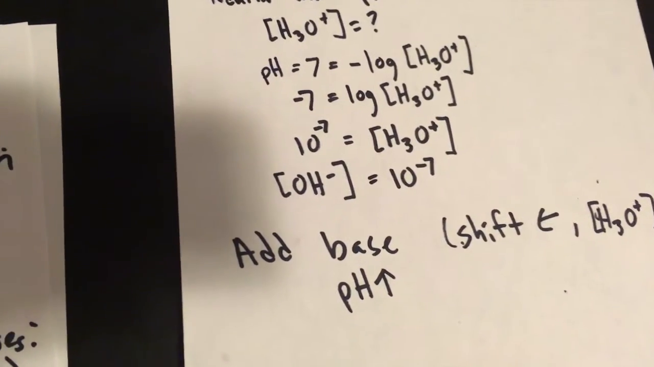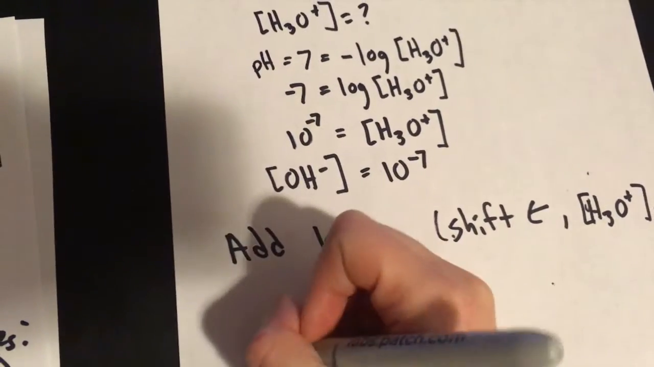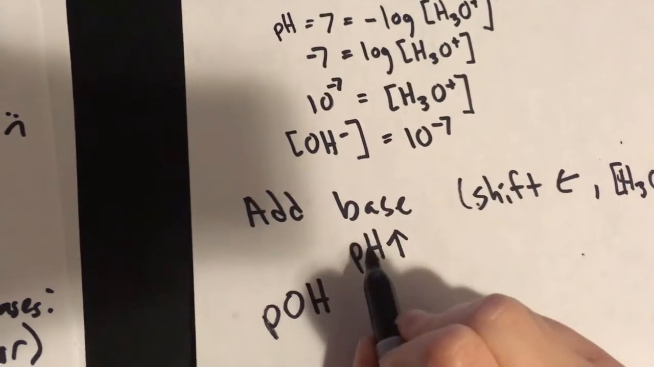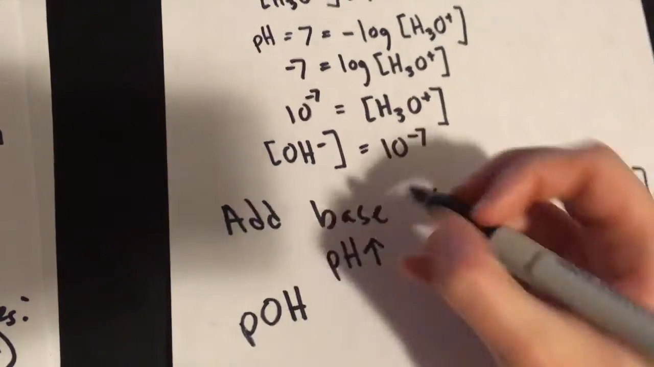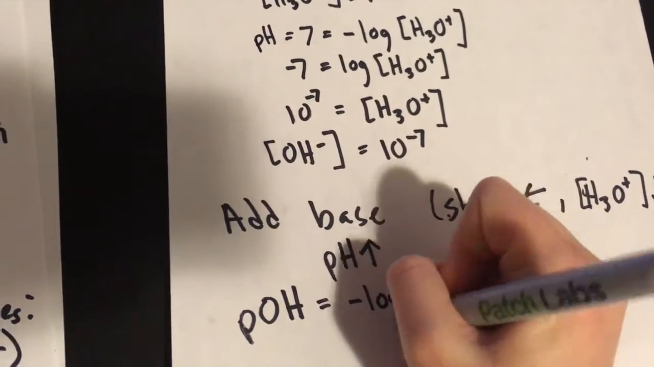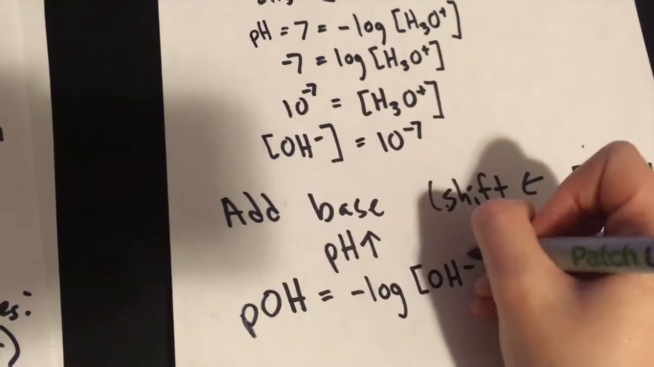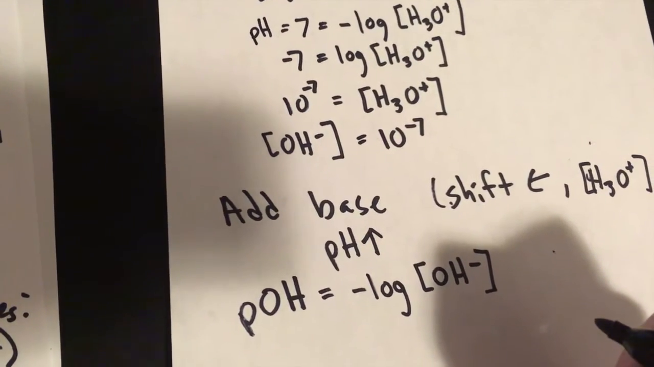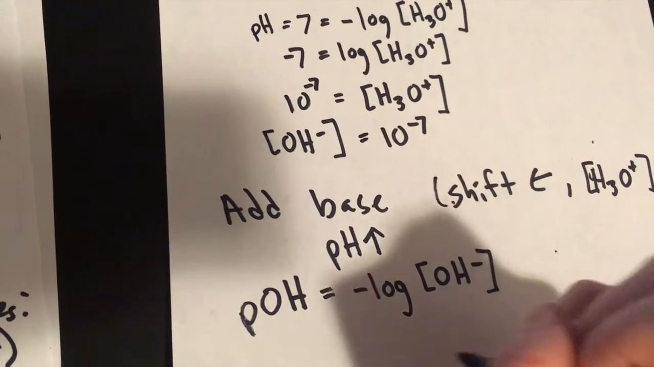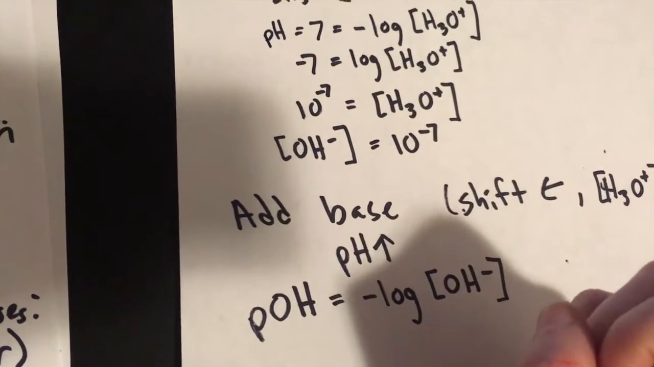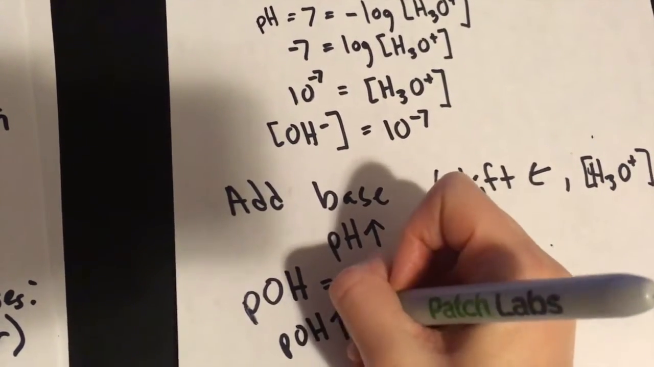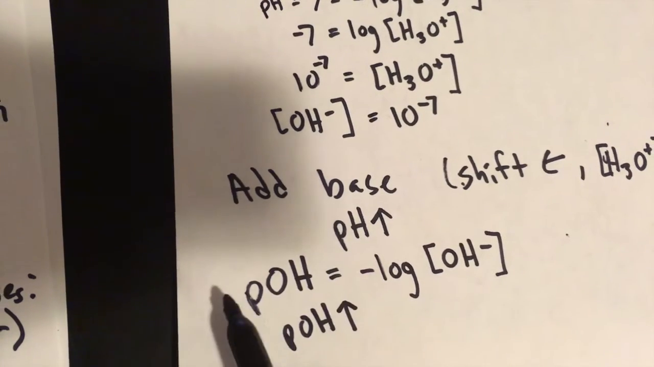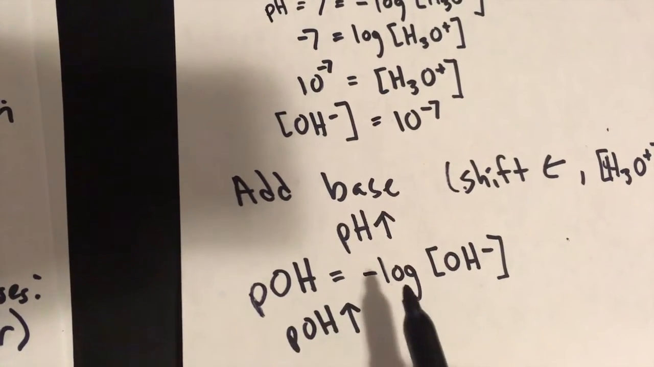One useful measurement when we're dealing with bases is to think about, instead of pH, pOH. pH is the negative log of H+. So in a similar vein, pOH is really the negative log of the concentration of OH-. Let's think about what happens if pOH goes up.